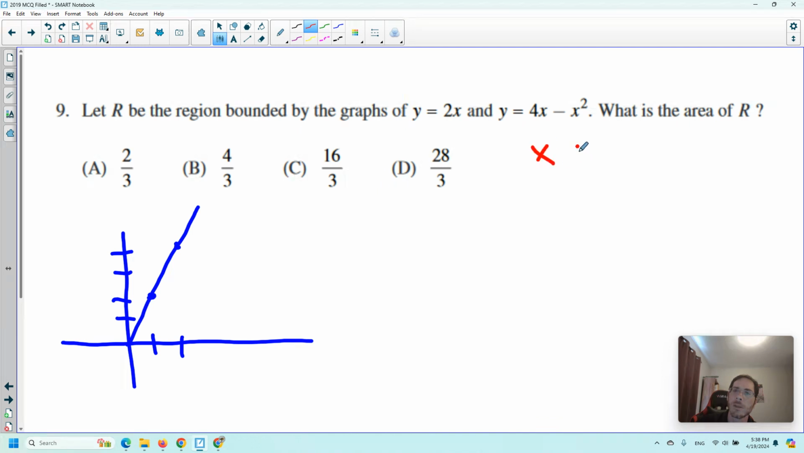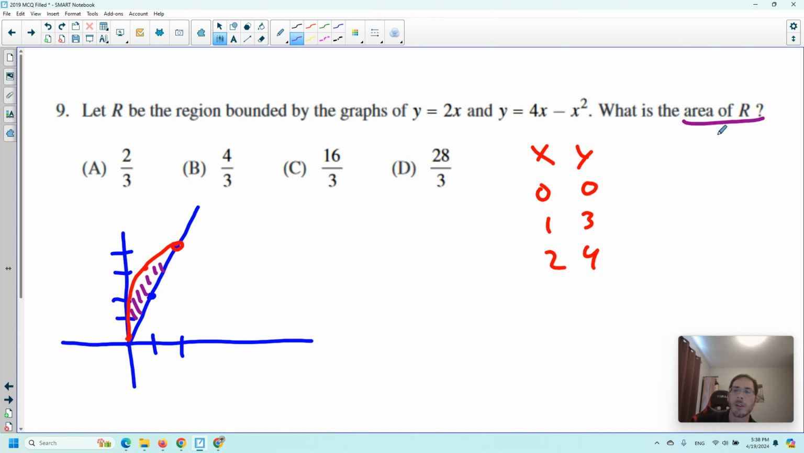So let's see. 0 gives us 0. 1, 4 minus 1 is 3. 2, 8 minus 4 is 4. That looks pretty good. So that's enough, because that's our 2 points of connection. So we're just doing the region bounded.